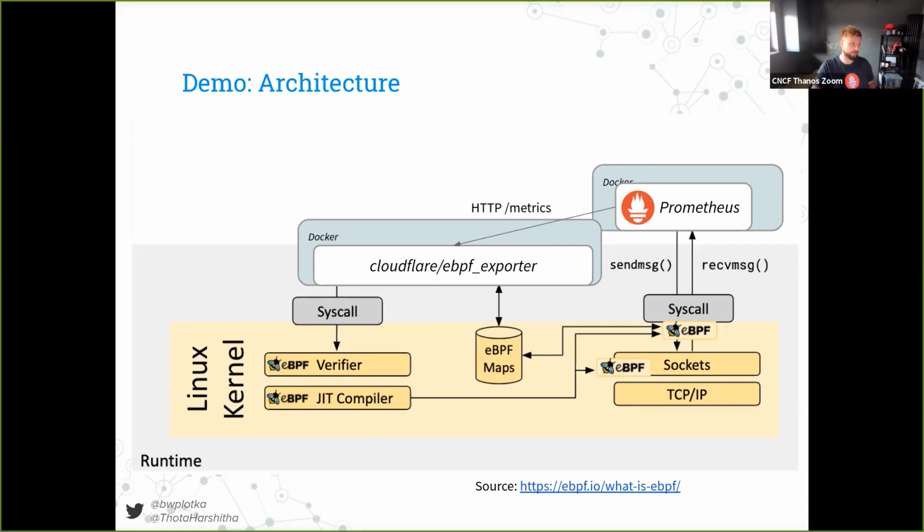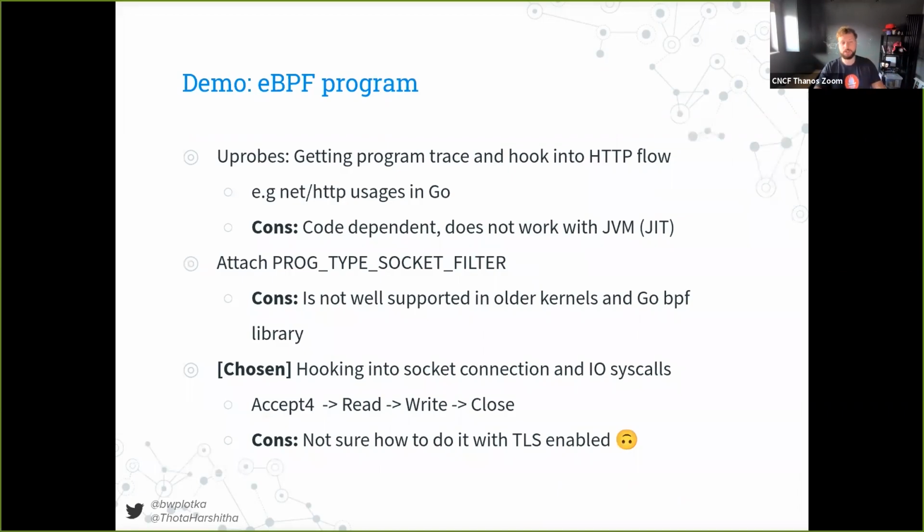And the critical part of this demo is the actual eBPF program. There are 3 ways I found that we can get HTTP request metric statistics. You could trace your program, right? So there is something like uprobes, which allows you to essentially hook into a function which is not in the kernel, but actually in your application. It's similar to how you do that in a debugger, right?